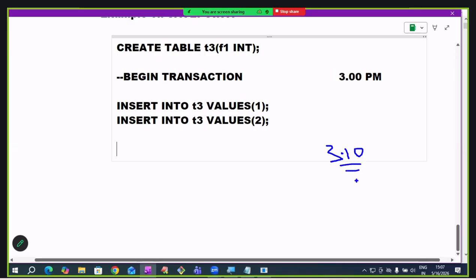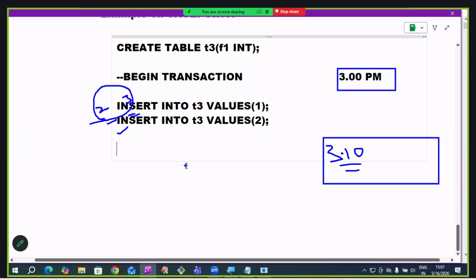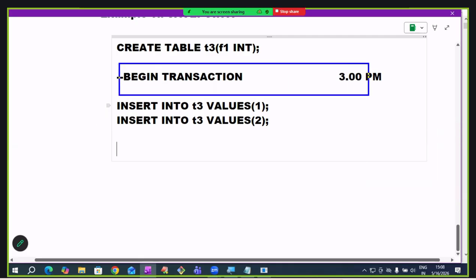Generally, within 2-3 minutes only, a transaction will be finished. Most transactions take 1, 2, or 3 minutes. You are doing a PhonePe payment, within seconds you are transferring the funds. You are depositing in the ATM machine, within 1-2 minutes you finish the transaction. So every transaction generally takes 1-3 minutes only. But for easy understanding purpose, I'm giving these big times. So the transaction started at 3 p.m.